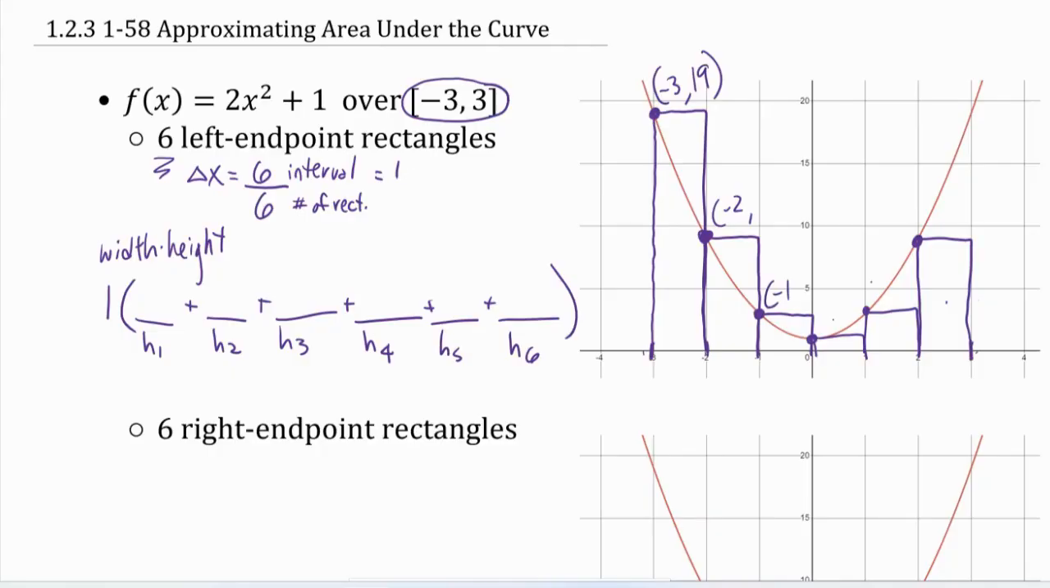Let me go back to my notebook. There we go. So my first height was 19. My next height was 9, 3, 1, 3, 9. All right, and then I just add those up and multiply by my width, which is just 1. So I get 19 plus 9, which is 28, plus 4 is 32, plus 12 is 44 units squared. And that is my answer for my left endpoint rectangles.